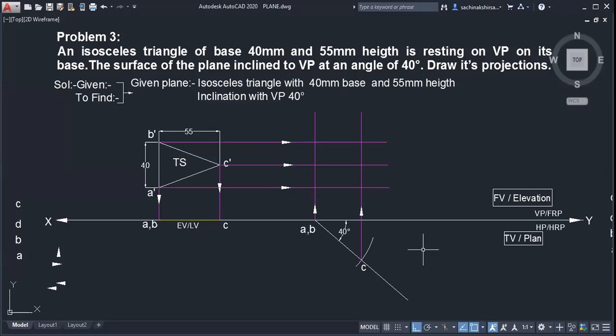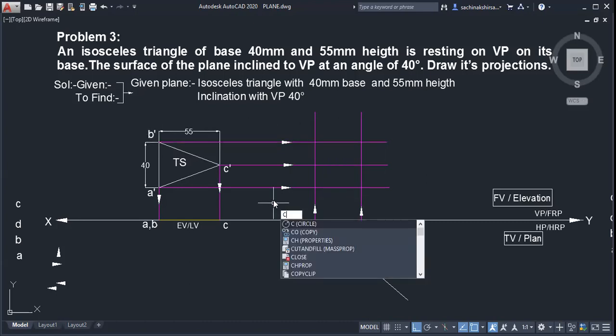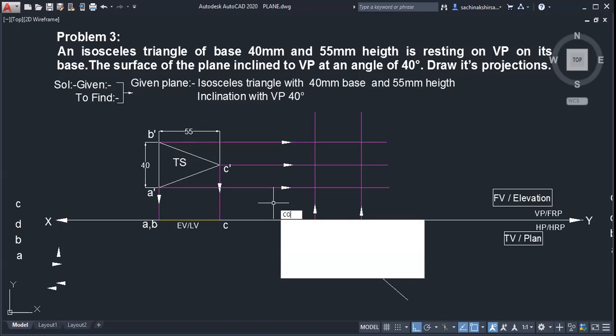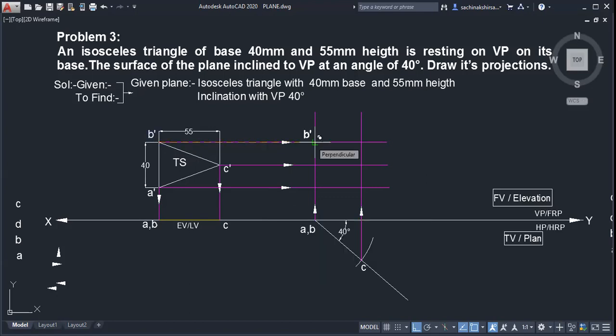Now to locate the point, we have to find the intersection of the respective projector lines, so that you can locate the point. If I want to locate point B dash, this upper side B dash point, how can I locate it? I have to see where the intersection of these two lines is. So it is coming like this from point B, and from this B side the intersection will be here. Are you getting it?